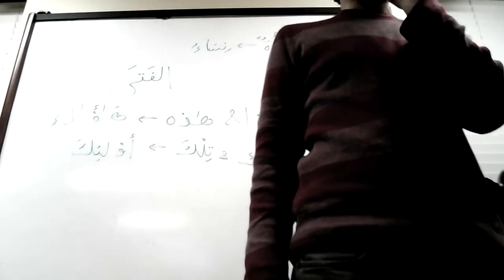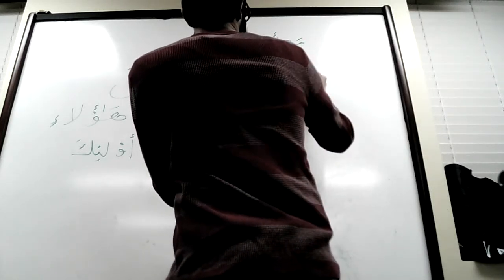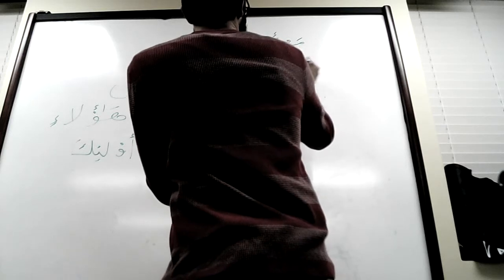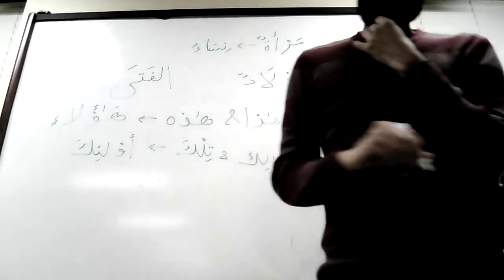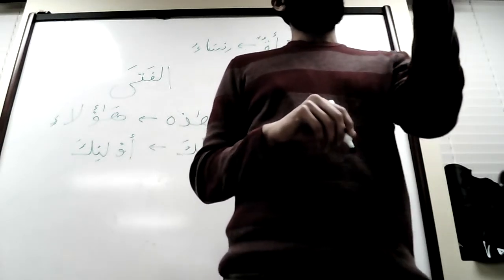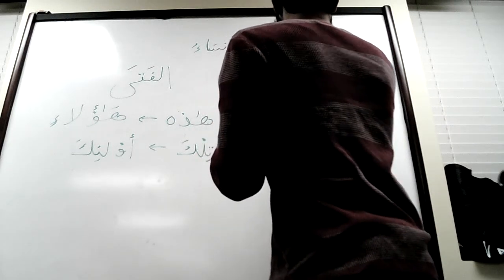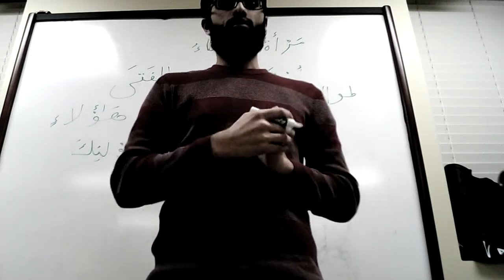What's the plural of ولد? أولاد. So it's أولاد. So من هؤلاء الأولاد الطوال. So طوال is the plural of طويل, right? طوال. Okay. So who are these tall boys? Okay.